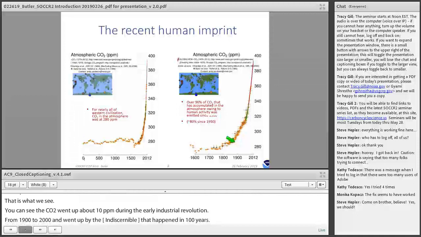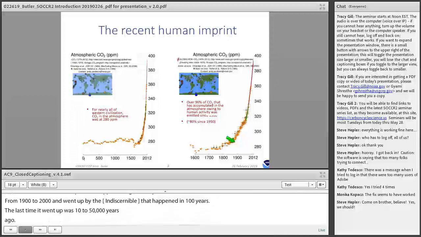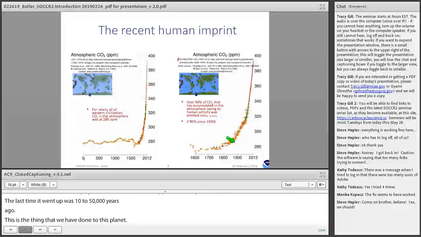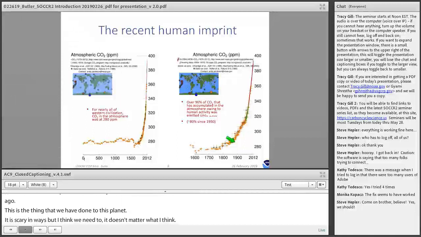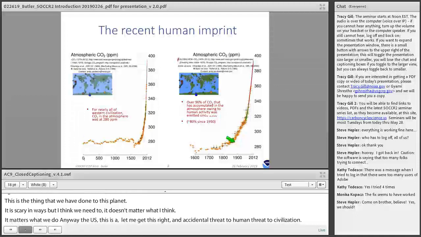It's a little bit scary in ways. But I think we need to, well, now it doesn't matter what I think. It matters what we do. So anyway, this is, let me get this right, sort of an existential threat to human civilization. Civilization existed entirely at 280 parts per million, and now we've seen CO2 jump up rapidly to a value that the Earth has not had a chance to equilibrate to.